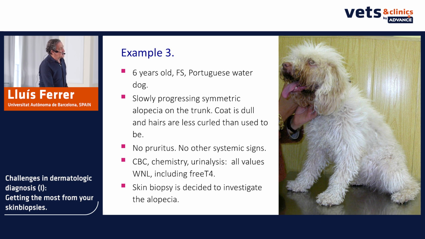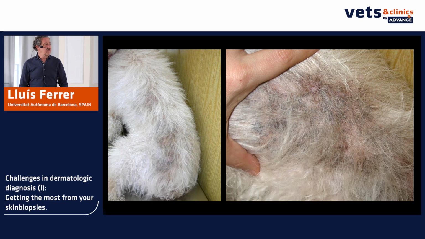Everything on the biochemistry and blood work is normal. Thyroid, completely normal. Free T4, T4, TSH, all values within normal limits. Cushing's disease is also ruled out. So a biopsy is decided just to understand what's going on in the skin of this dog. So you see, it's losing hair. Different spots of alopecia appear clearly.